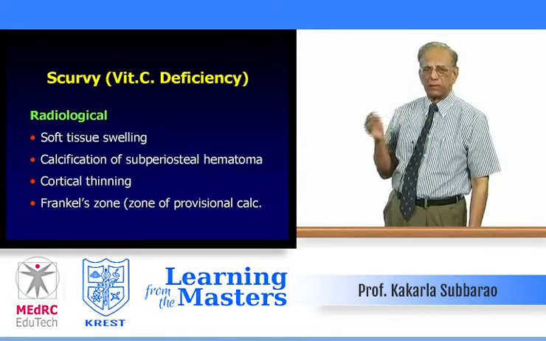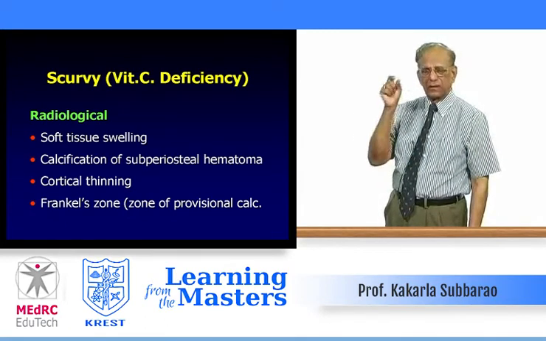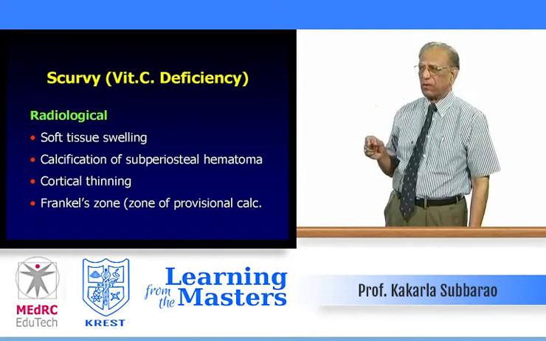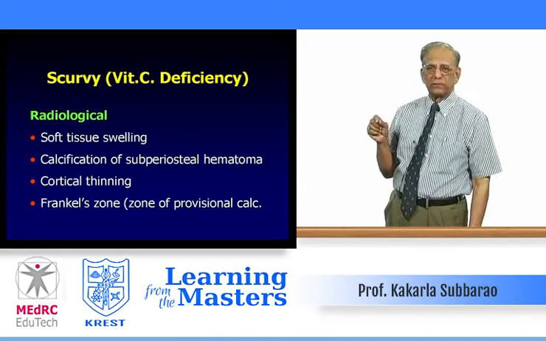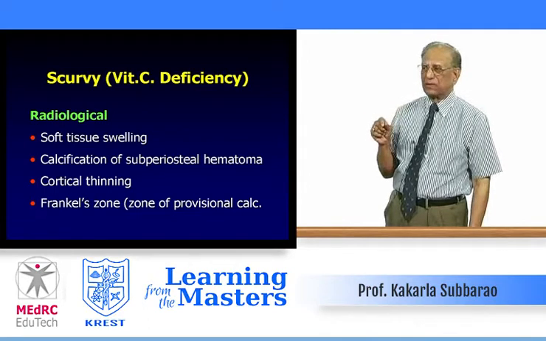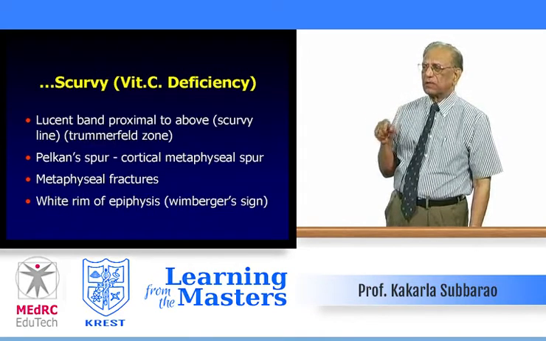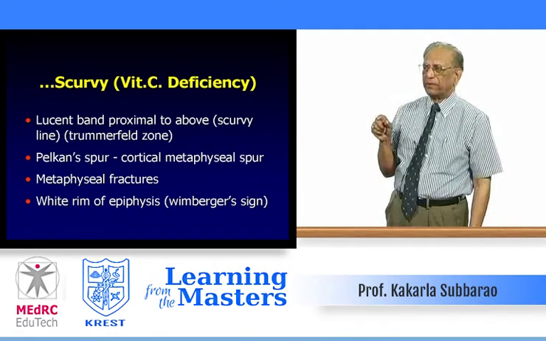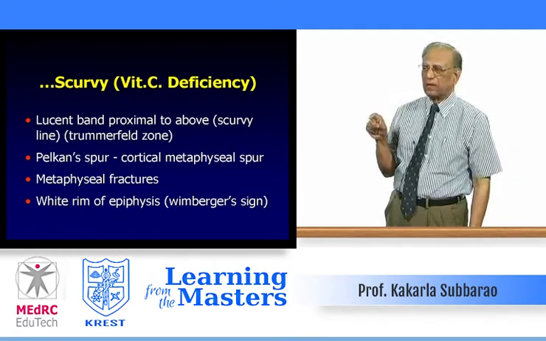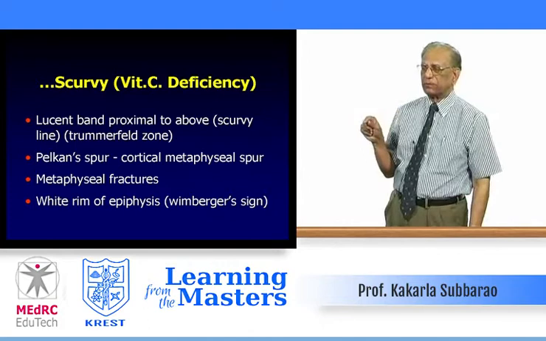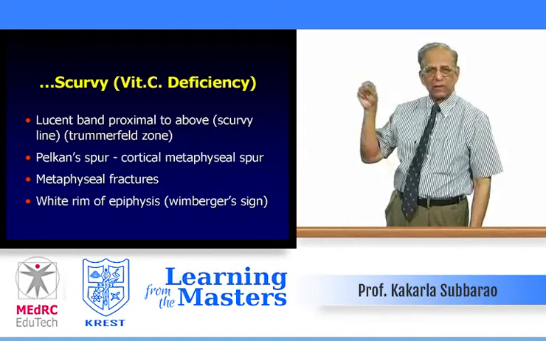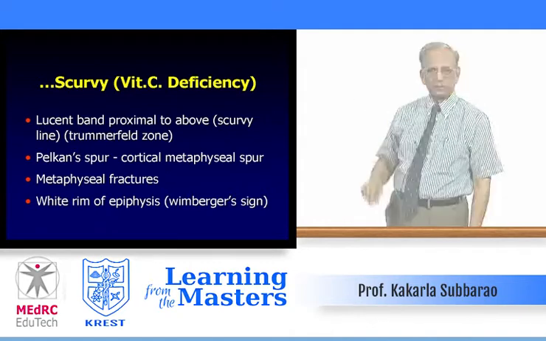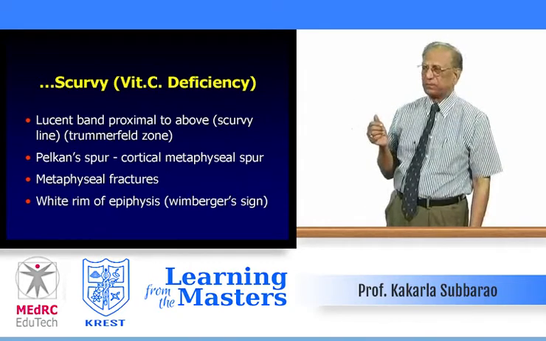Calcification of subperiosteal hematoma. Cortical thinning because of the osteoporosis. The Frankel zone is a zone of provisional calcification which is dense at the metaphyseal ends, and proximal to it, there is a lucent band. This is the scurvy line, or Trümmerfeld zone. And Pelkan spurs. What are these? Cortical metaphyseal corner spurs. Metaphyseal fractures.